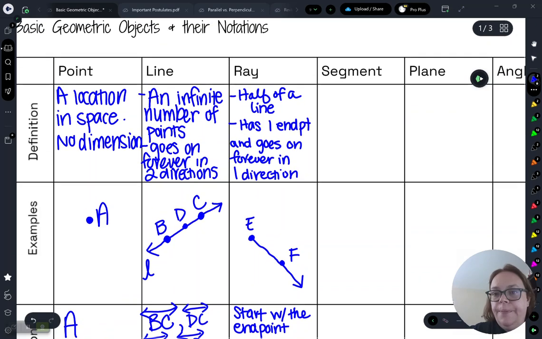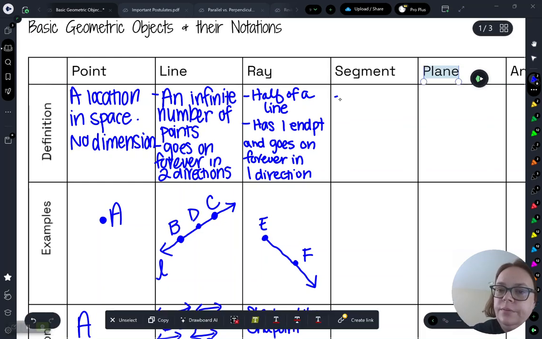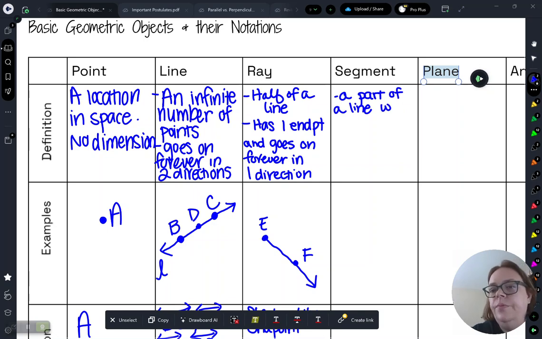All right, a segment. So a segment is a part of a line with 2 endpoints. It does not go on forever. It starts and stops. So let's make a picture of 2 points.